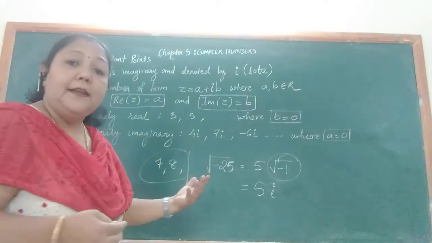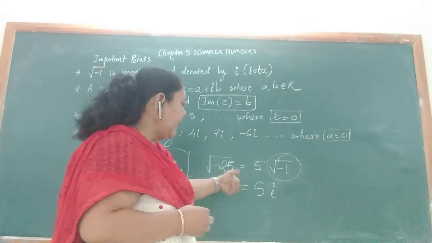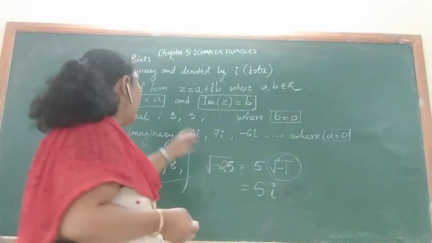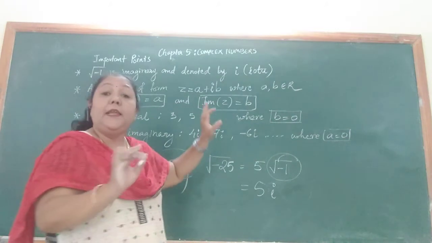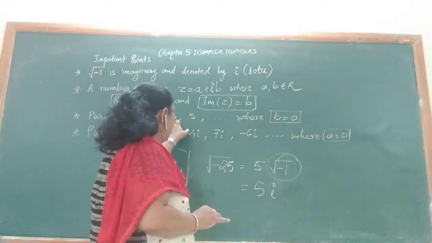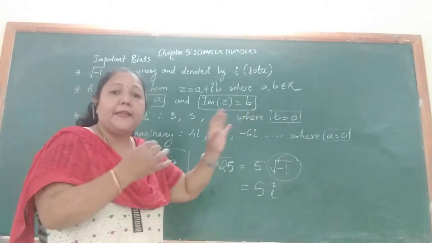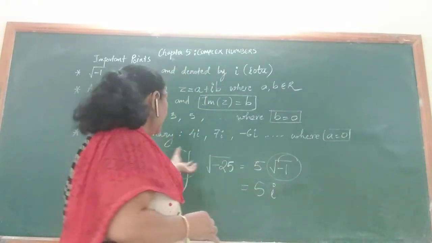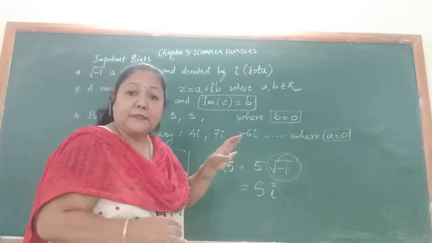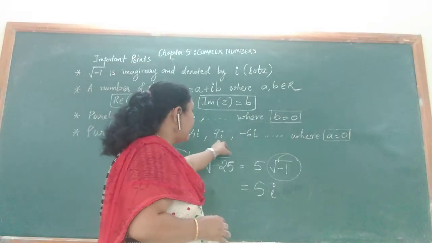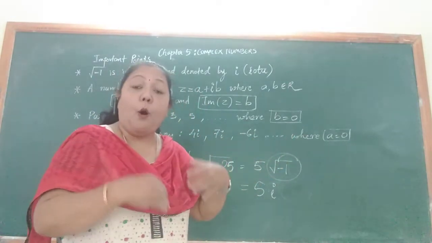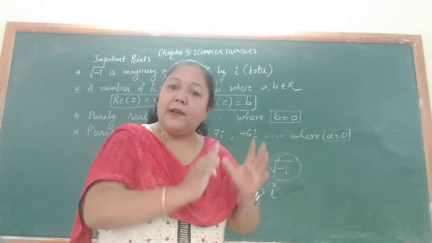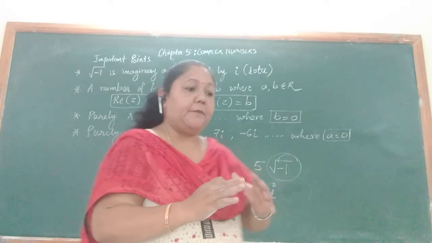So real numbers you know, and now you know that 5i is an imaginary number. I have written here that purely real numbers are 3, 5, 7, 10, 12, minus 15, minus 20. They are purely real numbers. If under root of minus 1 is with it, then 4i, 7i, minus 6i, they are all called purely imaginary numbers.